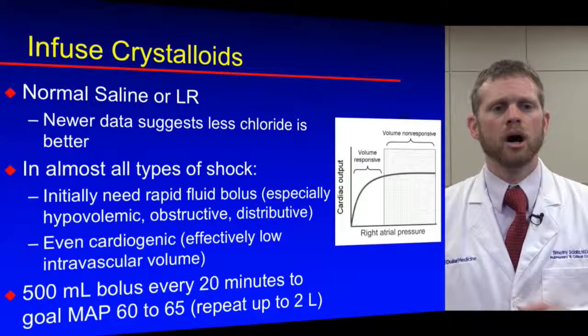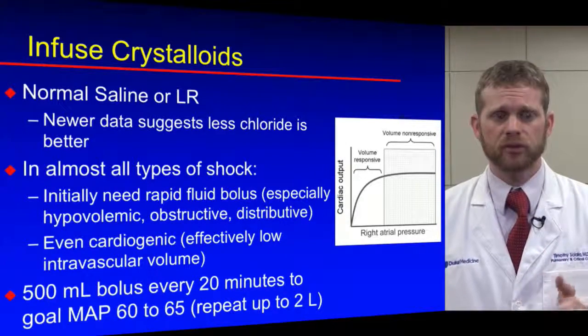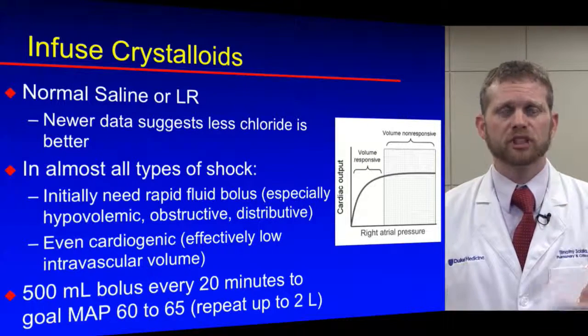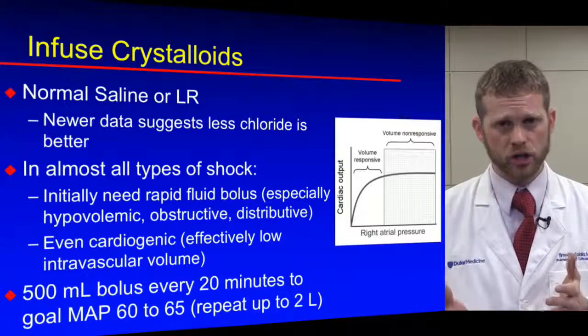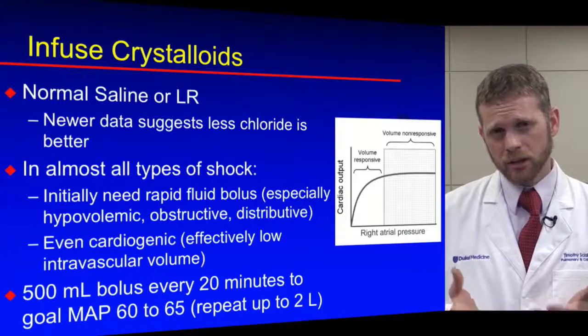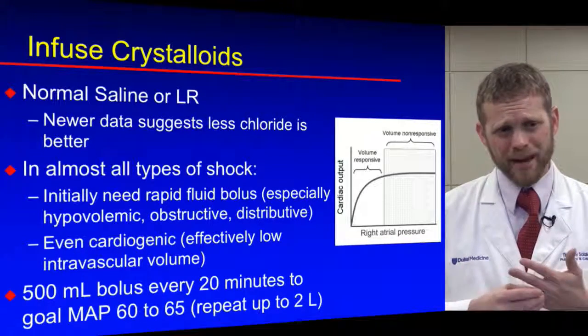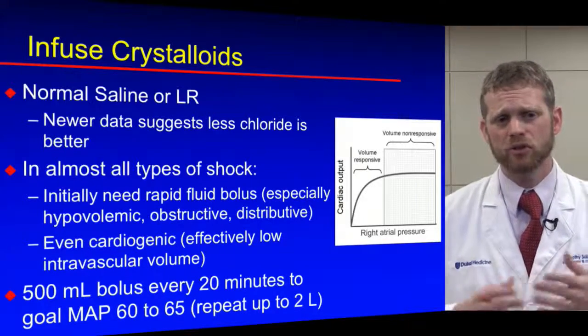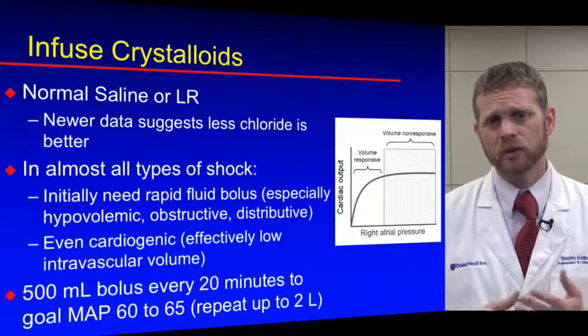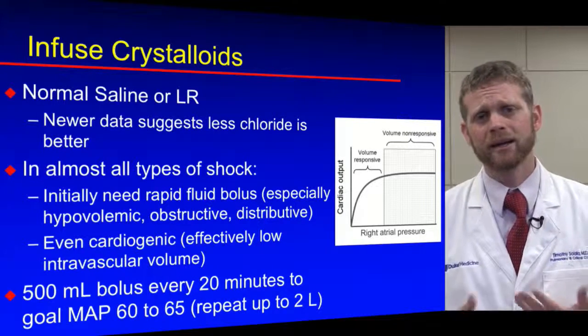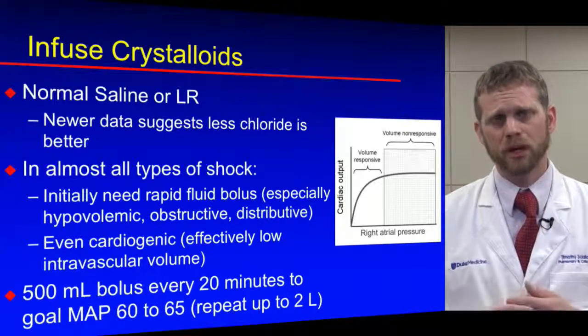All of them are going to need an initial rapid bolus, especially people with hypovolemic, obstructive, or distributive shock. Even cardiogenic shock, especially in the early period, will have maybe effective low intravascular volume. You might also want to consider giving them fluids. And certainly if you don't know what's going on, I would favor giving people fluids.